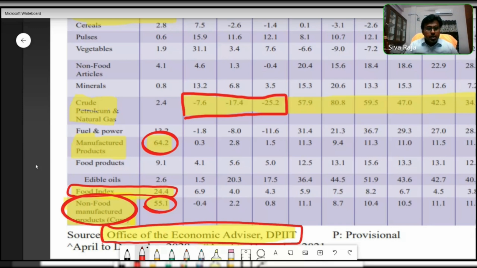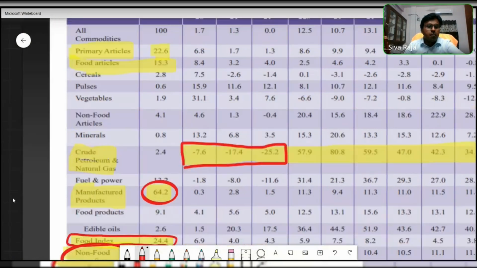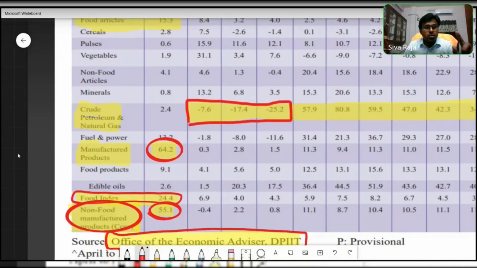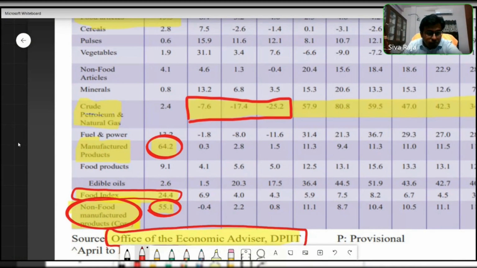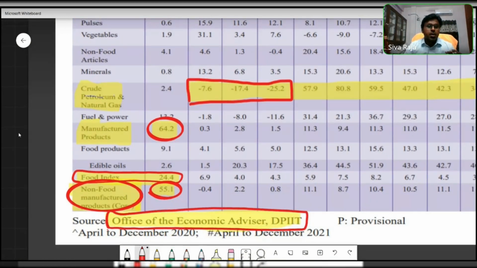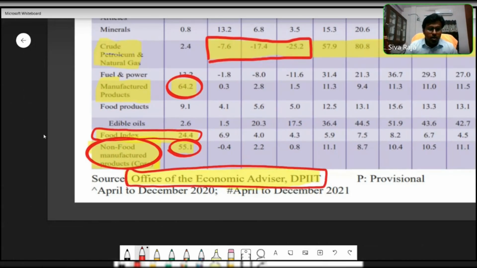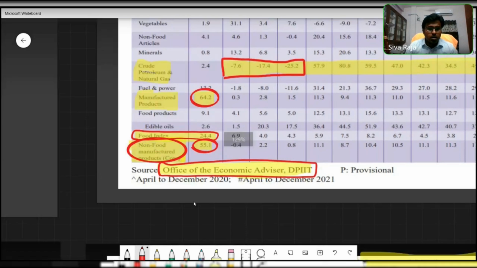These things you should have in a very, very simplistic fashion. You should understand all these things. In wholesale price index, what are the components? Major component is manufactured products. And food in this whole index, what does food constitute? 25%. And non-food manufactured products, separate thing, it is 55%. Why? I will show you now. Because you have to look at all these things, because UPSC concentrates on these things only.